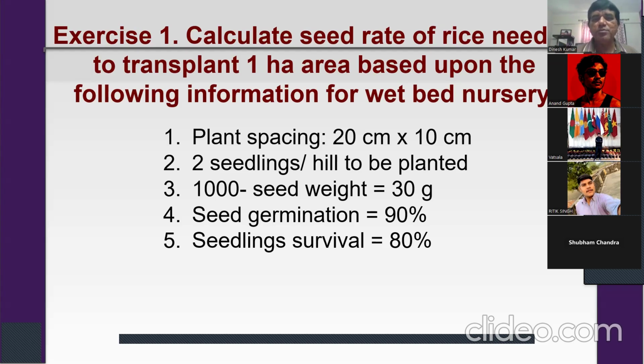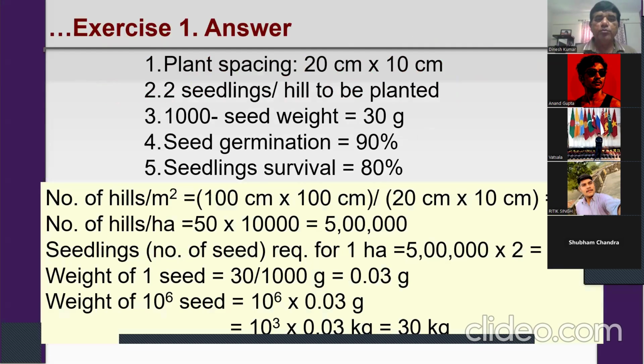So here, what is given to us is plant spacing of 20 centimeter by 10 centimeter. Two seedlings per hill are to be planted or transplanted. In one place, 2 seedlings. The 1,000 seed weight is given as 30 gram, seed germination is 90%, and seedling survival is 80%. So calculate the seed rate of rice needed to transplant 1 hectare area based upon the following information for wet bed nursery. Is the question clear to you? It is again given here.